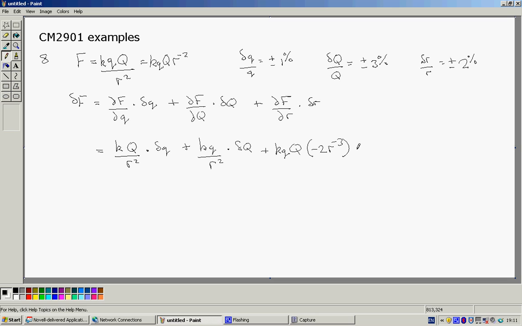And the next step is to take the original f as a common factor, and then inside the brackets we're going to have delta small q upon q, plus delta large Q upon large Q, minus 2 upon r delta r.